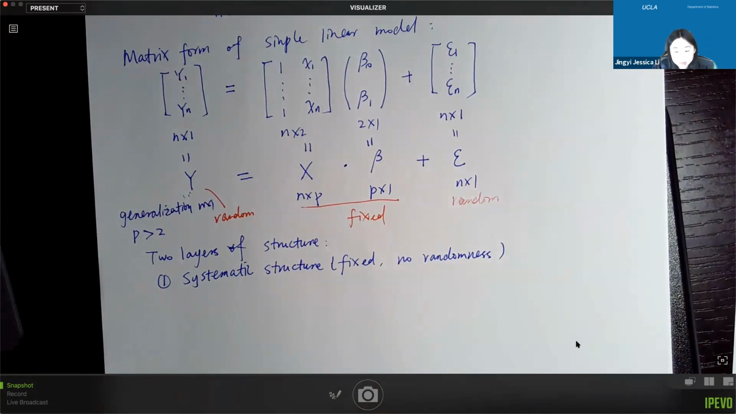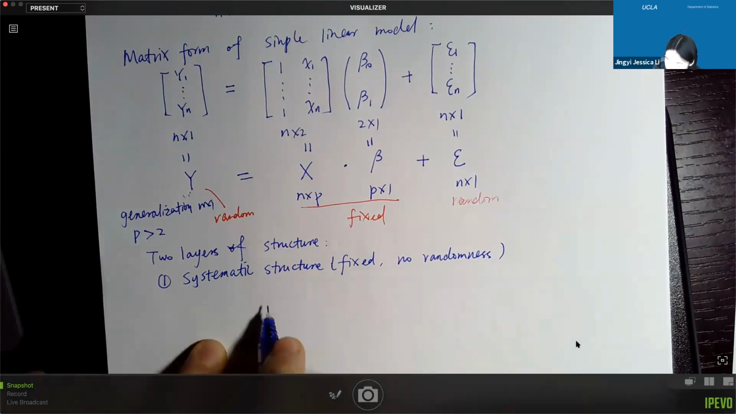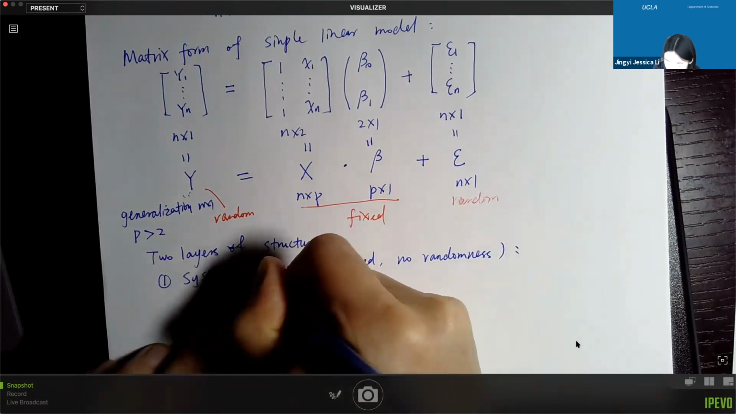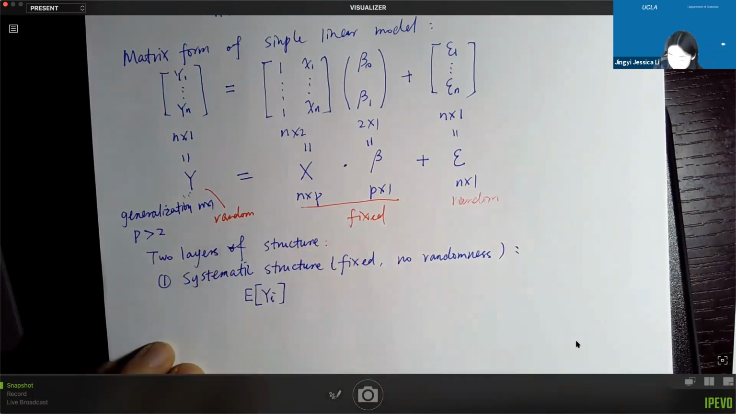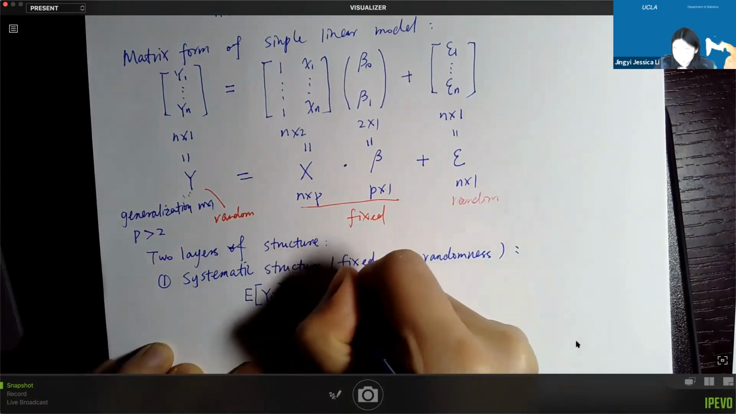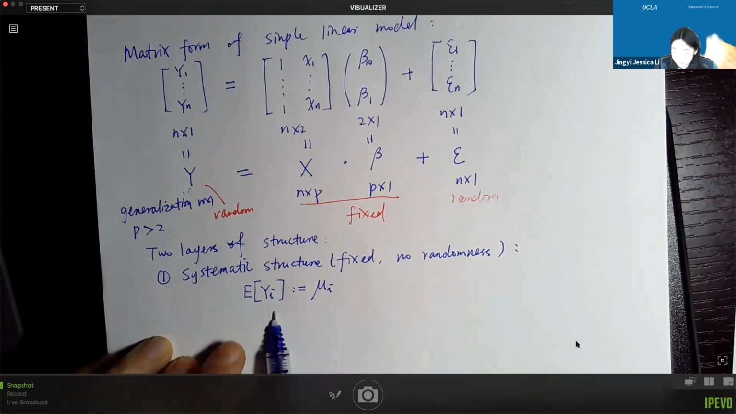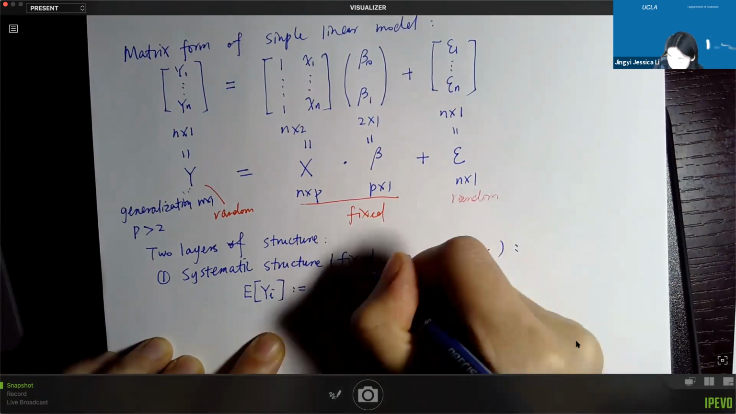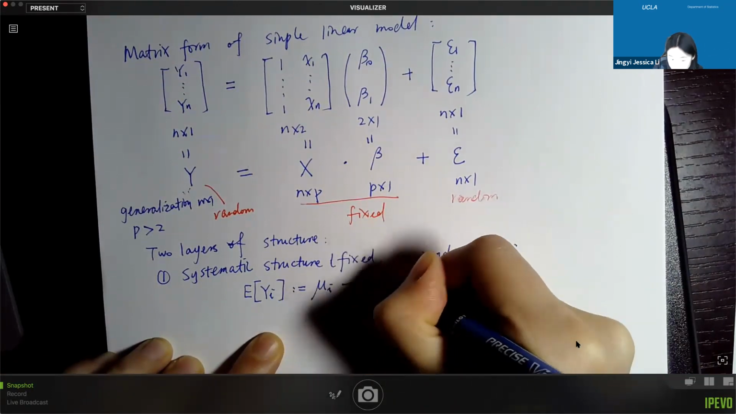So in other words, it's about how the expectation of the response is related to the design matrix. That's what we call the systematic structure. And I now spot there's a typo in the notes. I'm going to correct that. So in the systematic structure, we have the expectation of yi. And for this one, we give it a notation, mu i. We're going to use mu i to refer to the expectation of yi, and that's a scalar.